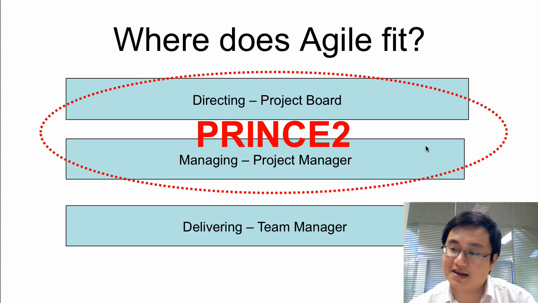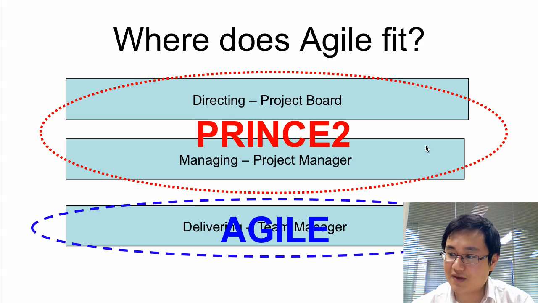Prince2 provides great detail on what to do at the directing and managing levels, but because it is a general project management methodology applicable to all disciplines, it leaves the actual delivery methods open. So this delivery level is where the Agile software development methodology fits. I don't see Agile as an alternative project management method to Prince2, but rather as a complement to Prince2.